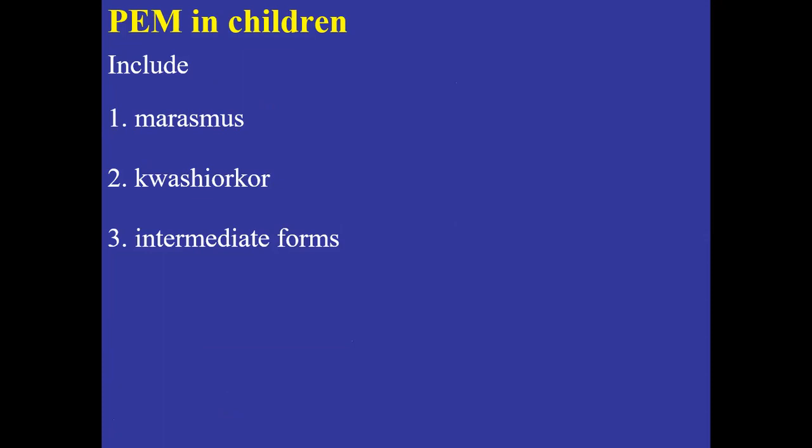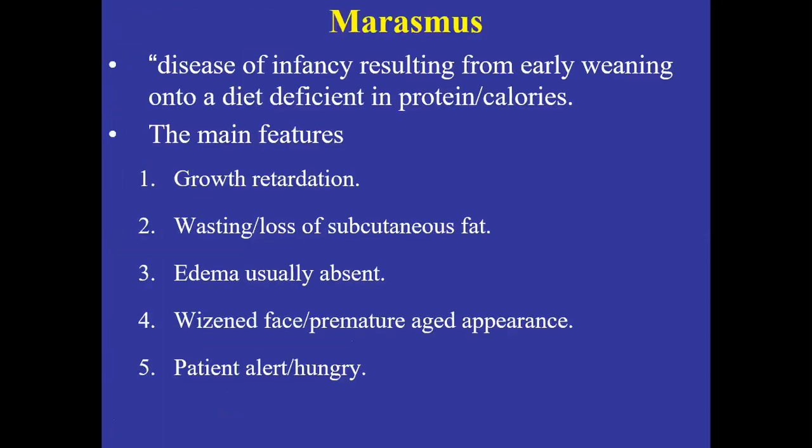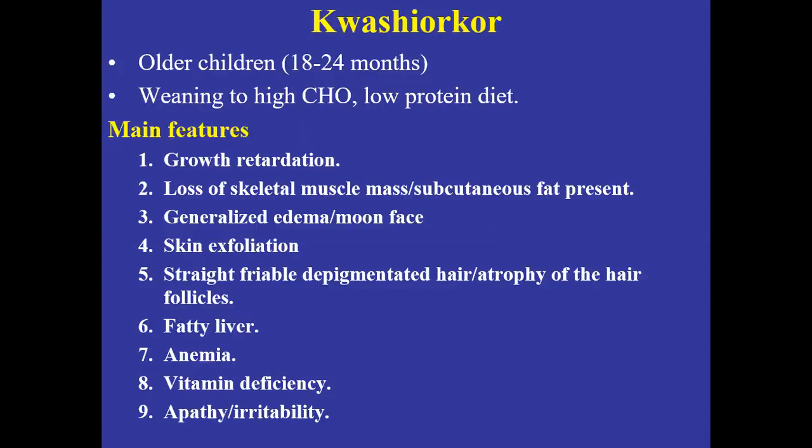بالchildren يقسموه إلى marasmus, Kwashiorkor and intermediate form. المرازمس هو disease of infancy resulting from early weaning onto a diet deficient in protein calorie، يفطموهم من وقت. The main feature هو growth retardation, wasting, loss of subcutaneous fat, edema usually absent, wizened face, premature aged appearance and patient will be alert and hungry.